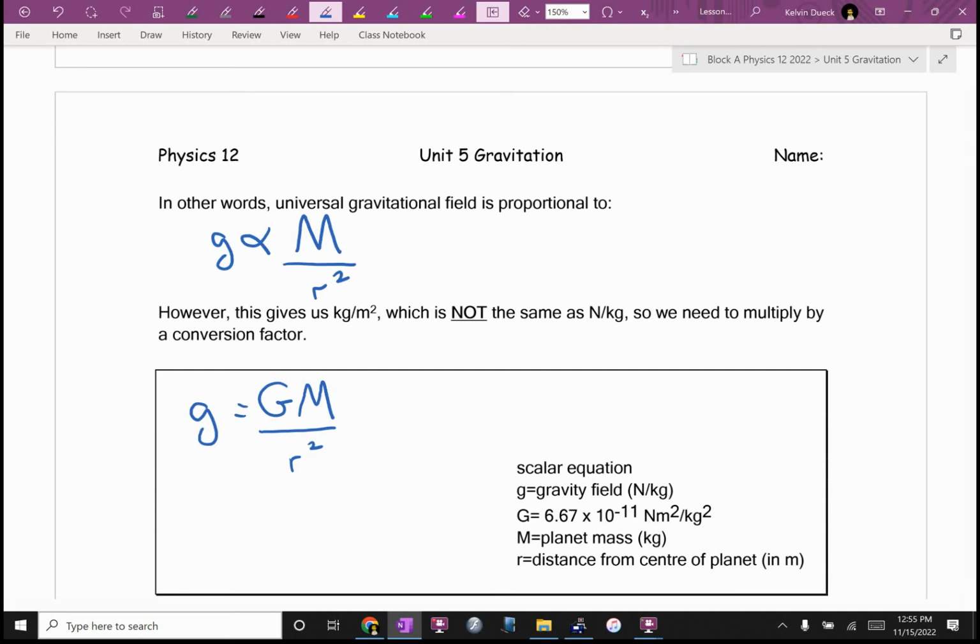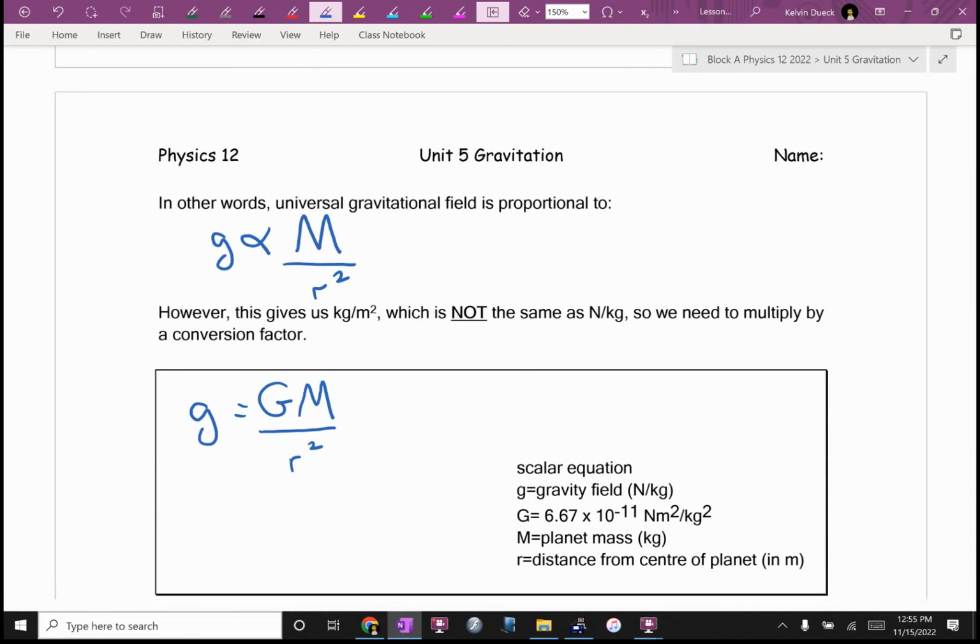What is big G? Starts with a 6, I think. It's going to be there somewhere. What I'm really saying is all of you need to find where it is on your formula sheet. What is it? 6.67 times 10 to the negative what? So to change kilograms per meter squared into newtons per kilogram, what do I need to multiply it by? 6.67 times 10 to the negative 11, and then the units, for what it's worth, are newton meter squared per kilogram squared. That gives you an answer in newtons per kilogram.